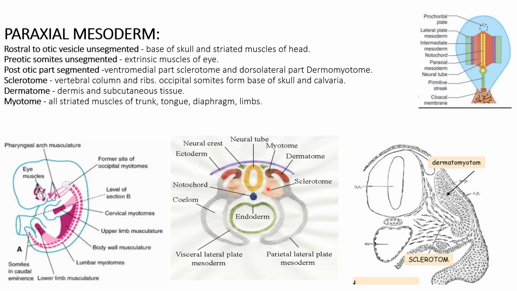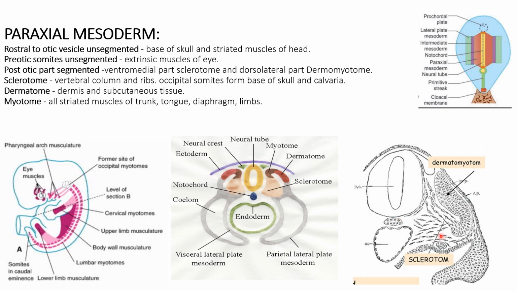The ventromedial part of the somite is known as the sclerotome and the dorsolateral part is known as the dermomyotome. This dermomyotome is divided again into a lateral part called the dermatome and a medial part called the myotome. So the somite is divided into the ventromedial sclerotome and the dorsolateral dermomyotome. Laterally we have the dermatome and medially we have the myotome.